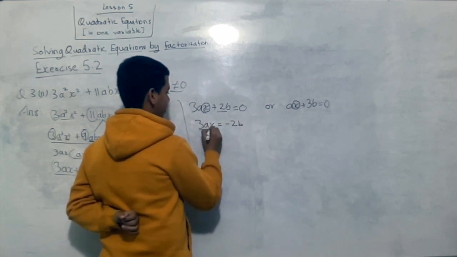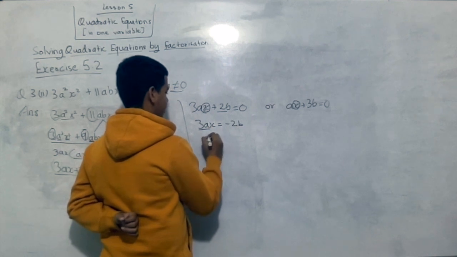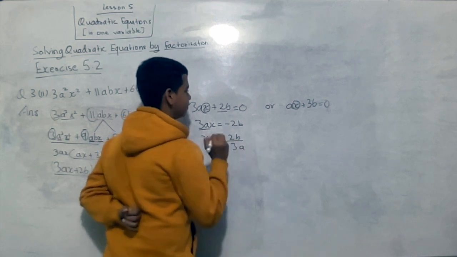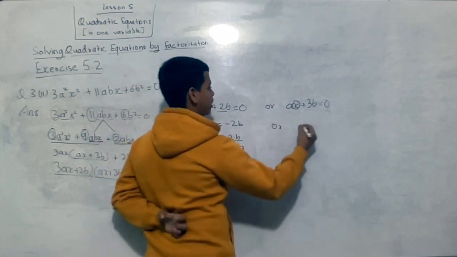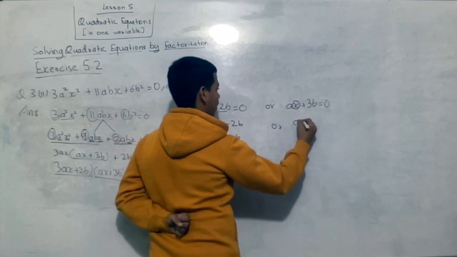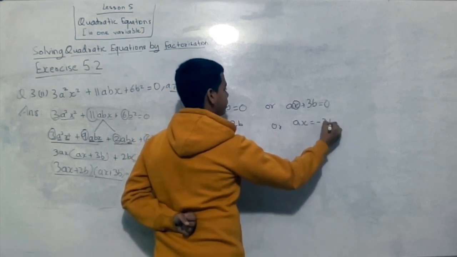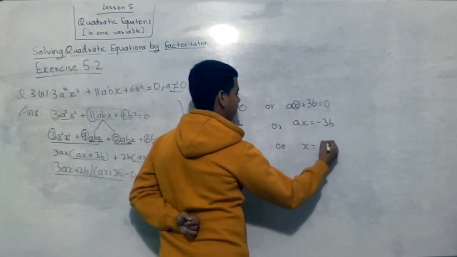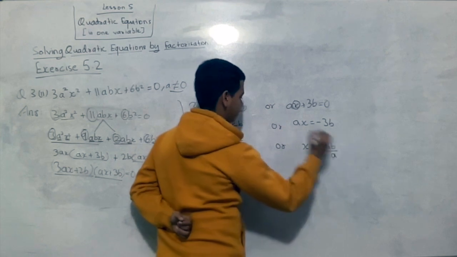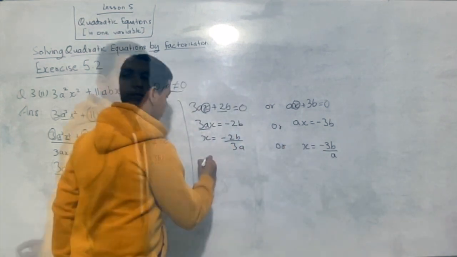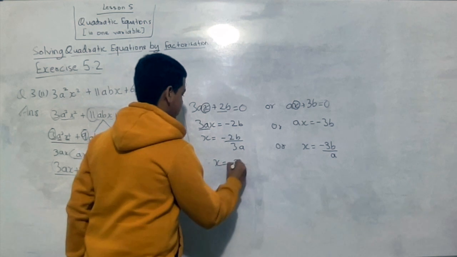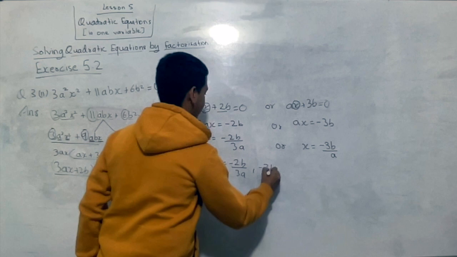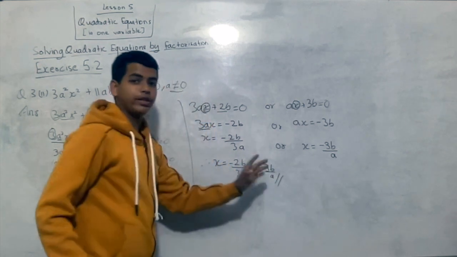When I take 3a to this side, I get x is equal to minus 2b by 3a. And when I solve this one, I get ax is equal to minus 3b, and after that, in the next step, I get x is equal to minus 3b by a. So you got your solution. Therefore, x is equal to minus 2b by 3a or minus 3b by a. So these two are the solutions of this equation.